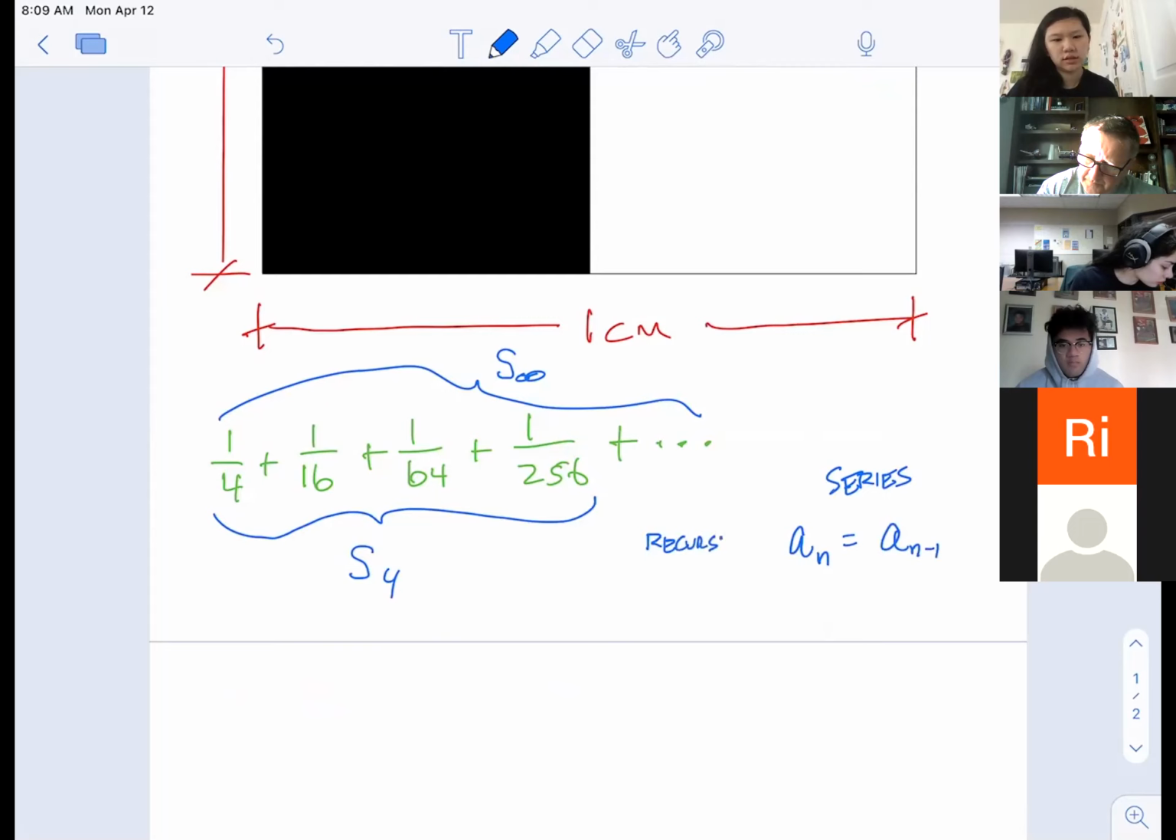Quartering it. Yes. So recursive is where you just describe how to get the next one. So there's a pattern, in other words. So I recognize the pattern to it.